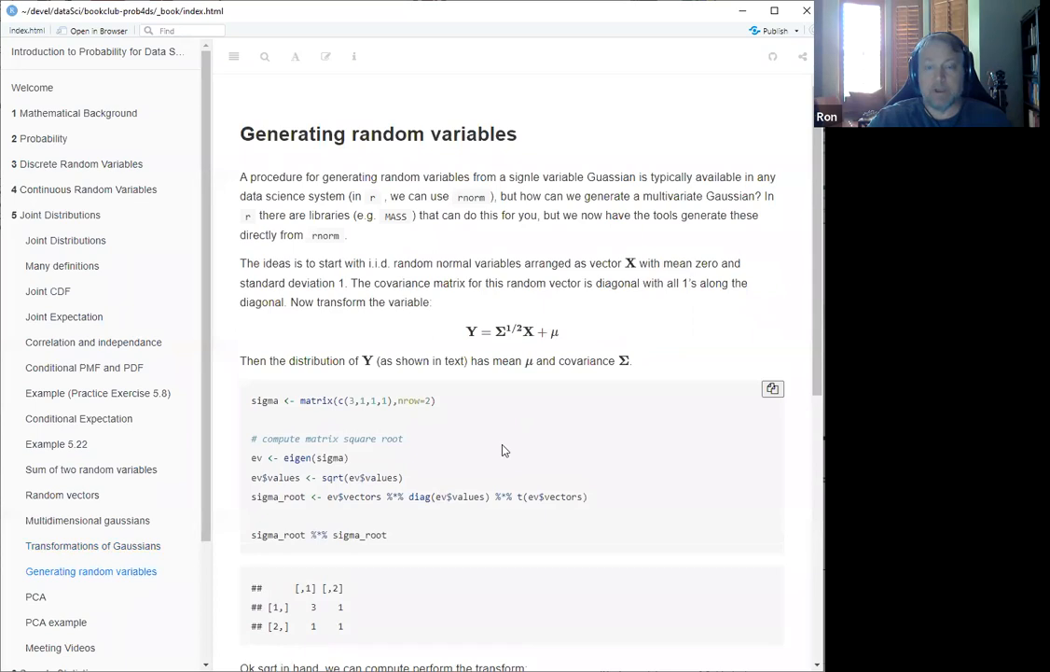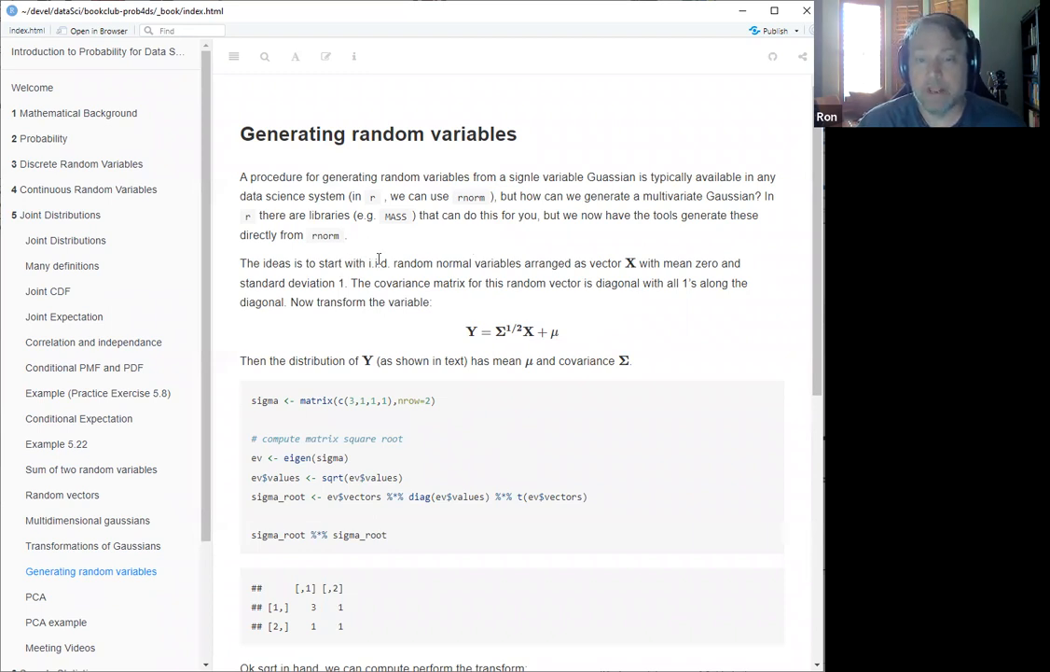Another use is generating random variables. Generating a single Gaussian is typically available in any data science package. In R, we have rnorm. But how do you generate a multivariate Gaussian? Well, in R, you can import a library called MASS, for example. There are other libraries too, but I used MASS to generate the previous random numbers. But now we have the tools to do this directly.